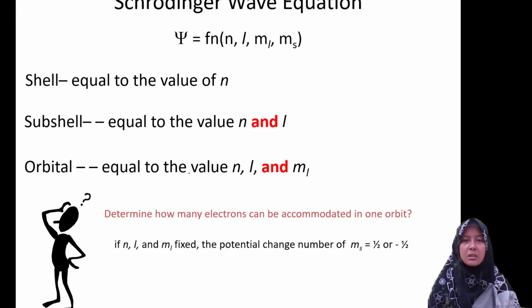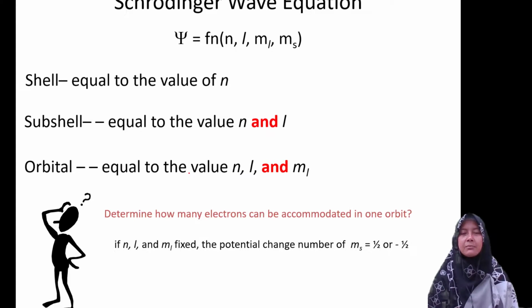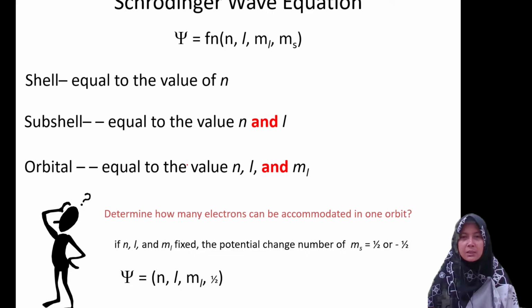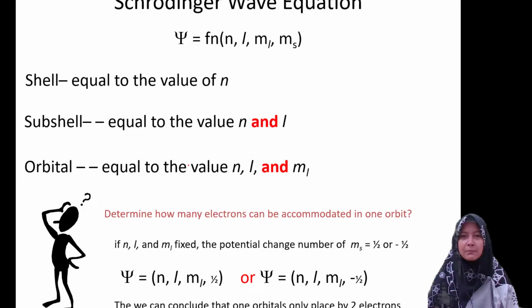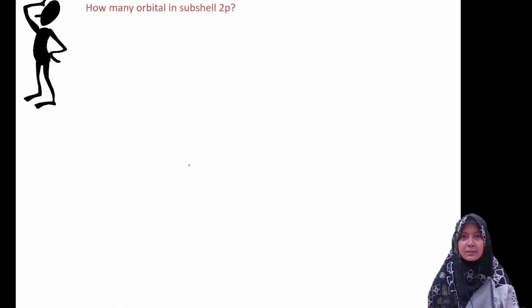The most independent to the most dependent, the last number is spin. It only has two possibilities. If we fix n, L, and ml, we can show the possible numbers for the spin, which also shows the possible electrons that may occupy the orbital.